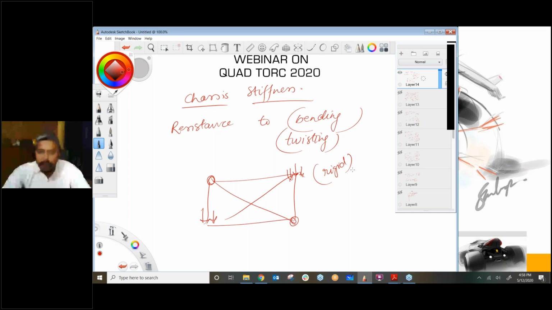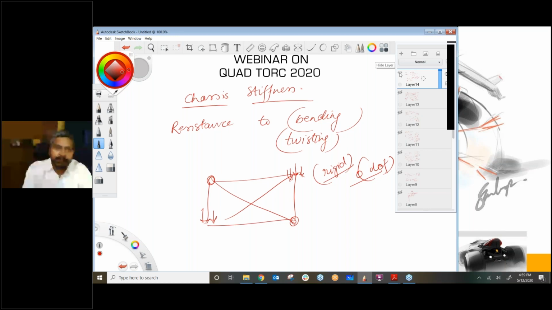Longitudinal load transfer I explained to you during braking and accelerating. Now we'll calculate the expression for that also. Now let us see how lateral load transfer happens. Suppose this is a vehicle, it's traveling fine, and suddenly you witness a turn and you start turning.